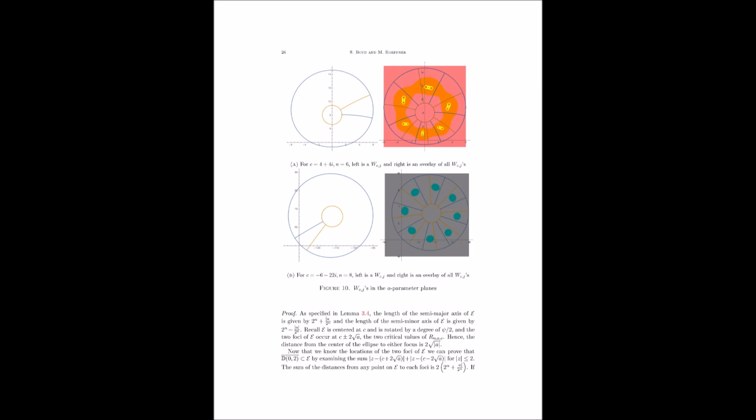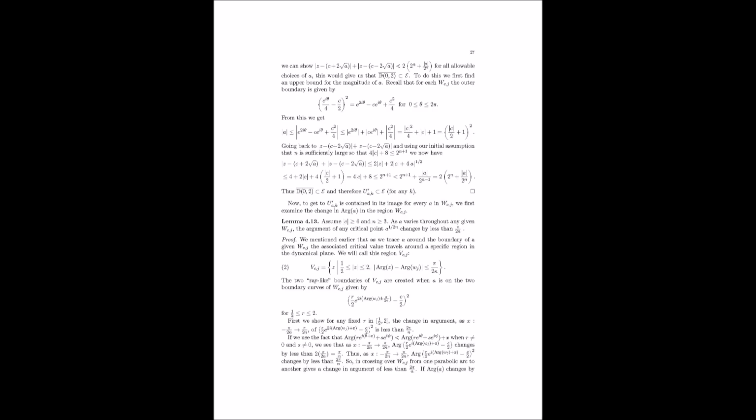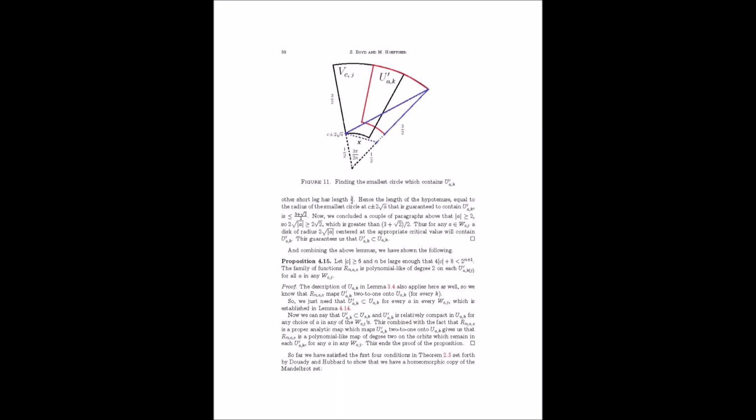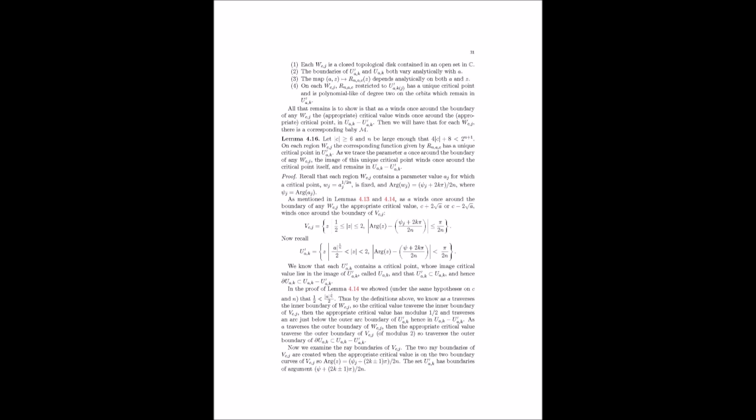And that connection is crucial because it allows us to apply Douady and Hubbard's theorem to prove the existence of baby Mandelbrot sets. To prove that we have a baby Mandelbrot set, we need to show that as the parameter A traces a loop around a certain region, the corresponding critical value winds once around the critical point in the dynamical plane. Exactly. So to get there, the paper first needs to establish that our McMullen map, R sub n AC, is indeed polynomial-like on each of these W sub Cj regions.